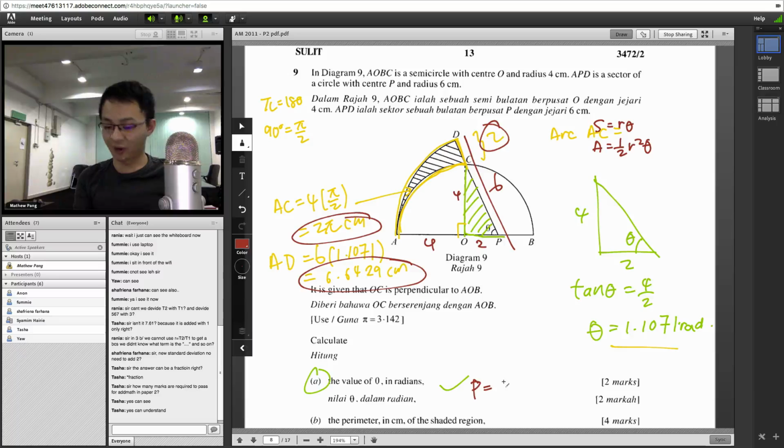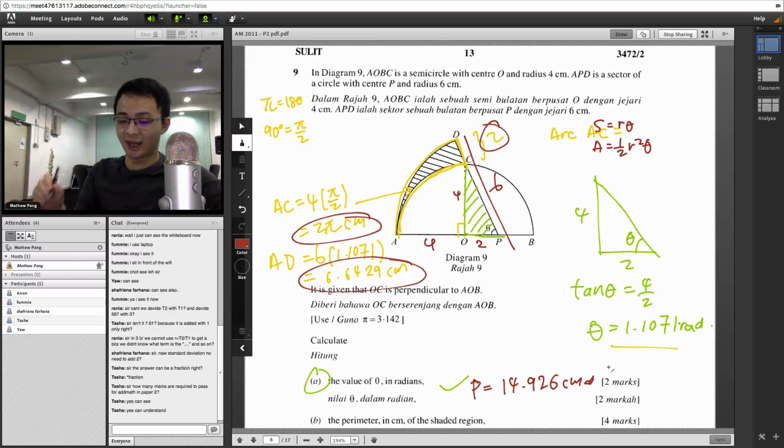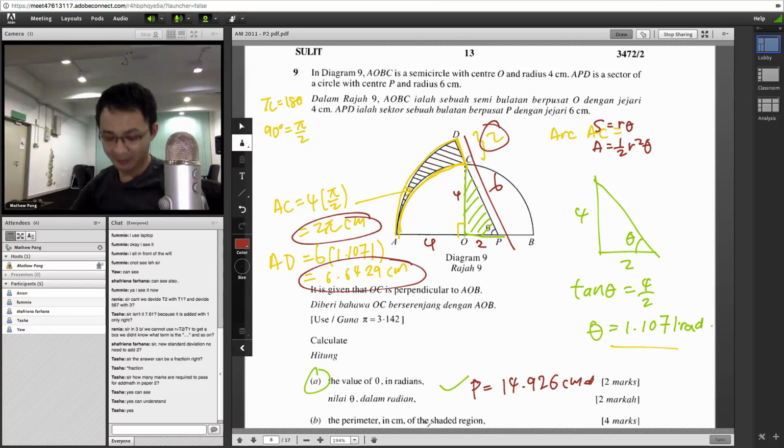So 6.6429 plus 2 pi plus 2. So the perimeter should be 14.926 centimeters. Is everything okay? Can you actually understand this? Okay, if everything is okay, I'm going to move on to part C.